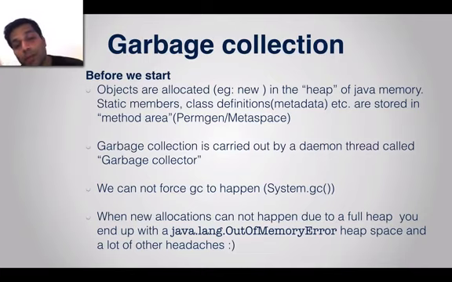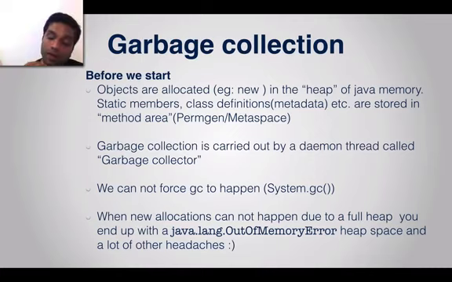So things like static members, class definitions, class metadata, etc. are stored in the method area of the JVM, which is basically the permgen or the metaspace in modern Java versions like Java 8. Garbage collection is carried out by a daemon thread called the garbage collector. That's simple. And there is an API available in Java called System.gc, a static method call on the System class.